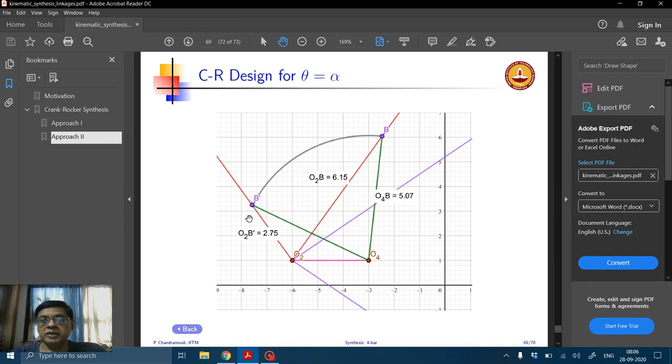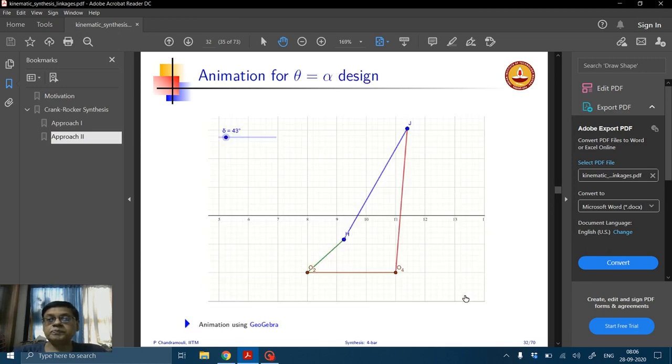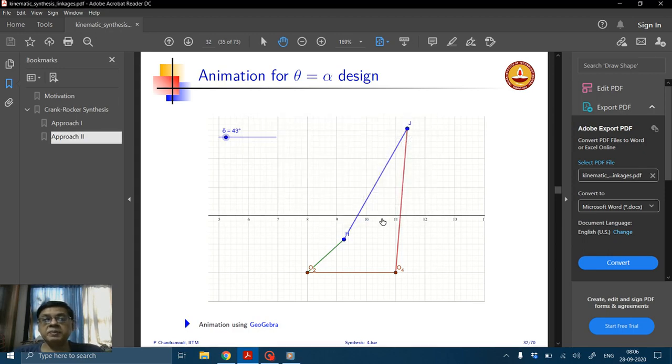Now if you measure O2 B dash and O2 B, from these I can get the crank and coupler lengths, which is what I have done. It turns out in this particular design, L1 is 30 millimeters, L2 is 17, L3 is 44.5, and that 17 and 44.5 came from O2 B and O2 B dash. And of course L4 I have chosen to be 50.7. Here's an animation of that. Let me open and show you the animation.